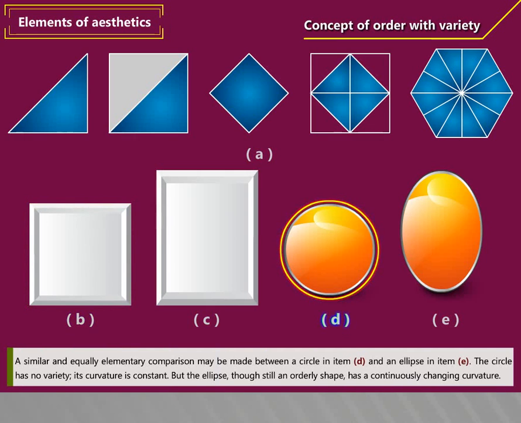A similar and equally elementary comparison may be made between a circle in item D and an ellipse in item E. The circle has no variety. Its curvature is constant, but the ellipse, though still an orderly shape, has a continuously changing curvature.